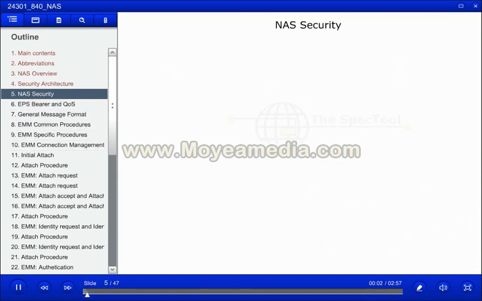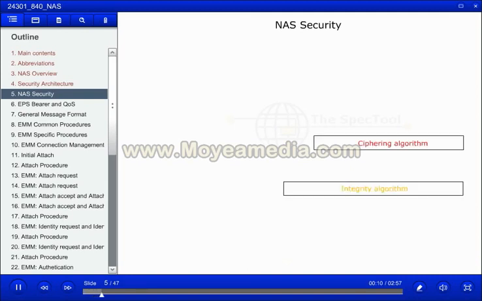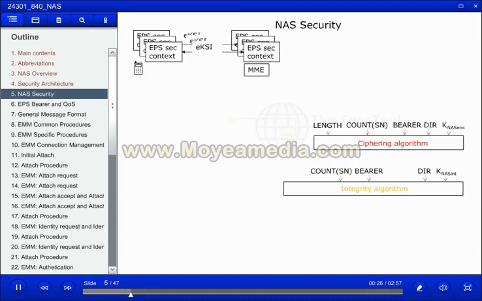The NAS layer is, as mentioned, responsible for authentication and security. The security is handling both ciphering and integrity protection of the signaling traffic. The security parameters for authentication, ciphering, and integrity protection are tied together in an EPS security context identified by eKSI. These parameters are used as input into the ciphering and integrity protection algorithms.